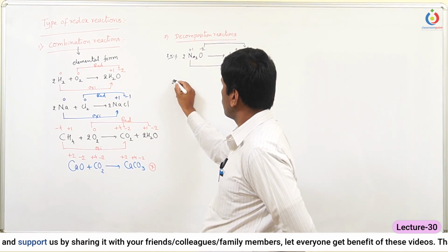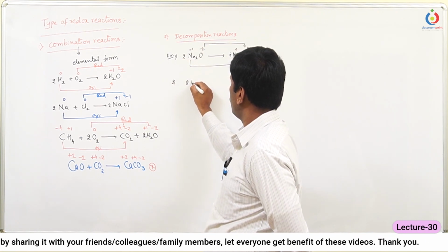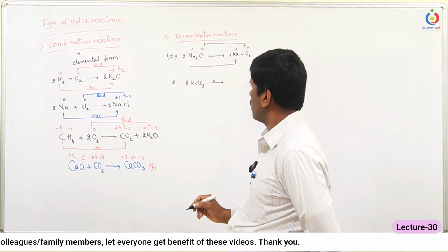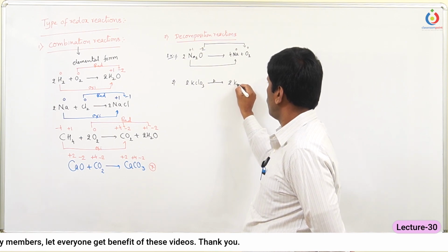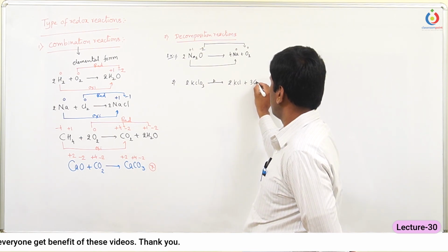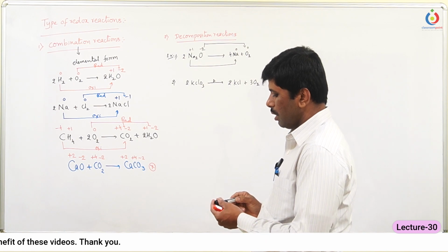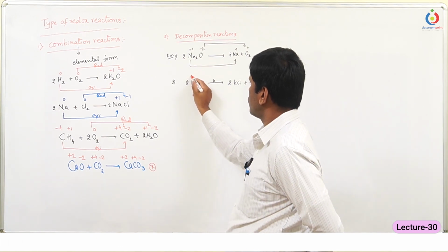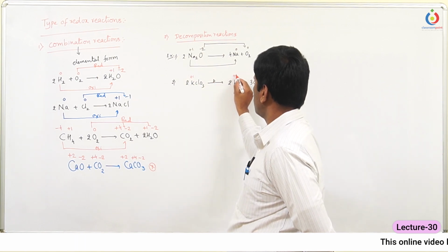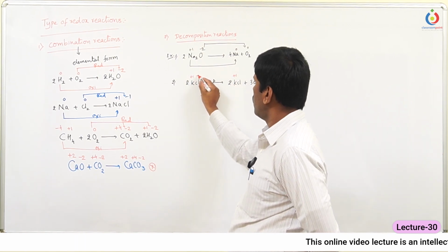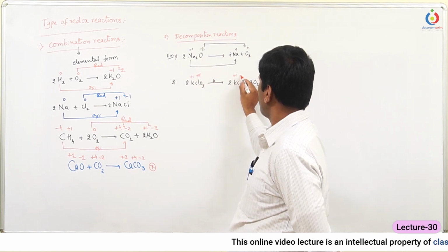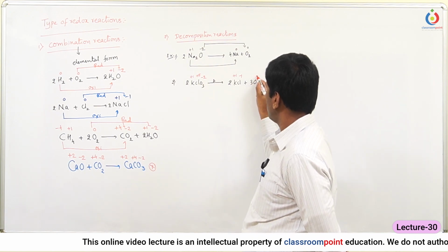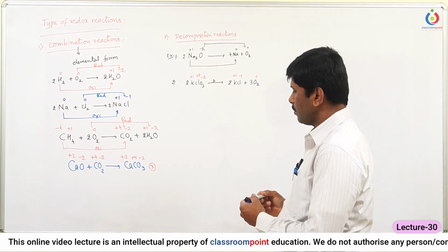Now let us take 2 KClO3, on decomposition it gives 2 KCl plus 3 moles of O2. Then what could be their oxidation states? Potassium oxidation state is +1. Here also potassium oxidation state is +1. Chlorine oxidation state +5, here chlorine oxidation state -1. Oxygen oxidation state -2, here oxygen oxidation state is 0.